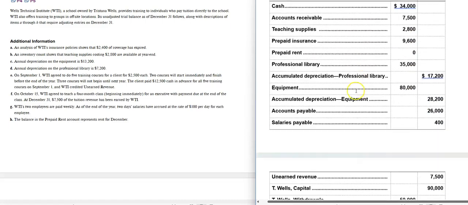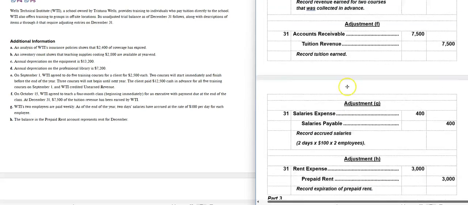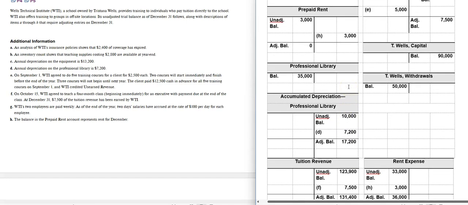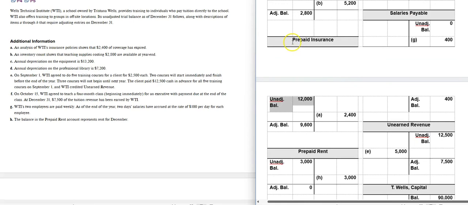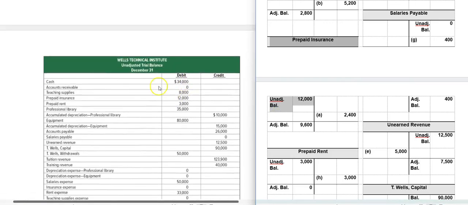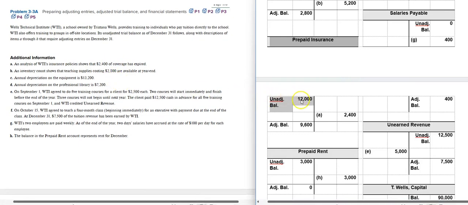So what do they mean here? What they mean is that right now, if we look at the prepaid insurance account, the unadjusted balance is $12,000. That was the balance reported in the unadjusted trial balance for prepaid insurance. But they have analyzed it and only $2,400 of coverage has expired. So they no longer have $12,000 of prepaid insurance. $2,400 of it has expired.